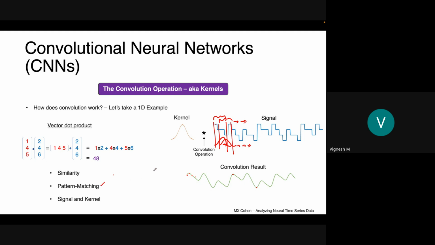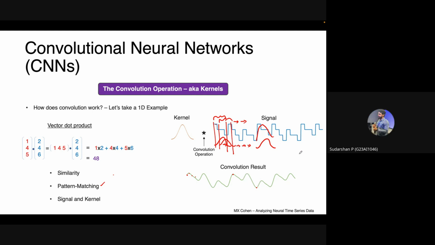The idea of pattern matching is that you know that for a vector dot product, if two vectors are similar to each other or the same, the dot product will be higher. So if there is any part of the signal that looks like the kernel, and you slide the kernel over this area, the result of the convolution will be higher at that point, right?